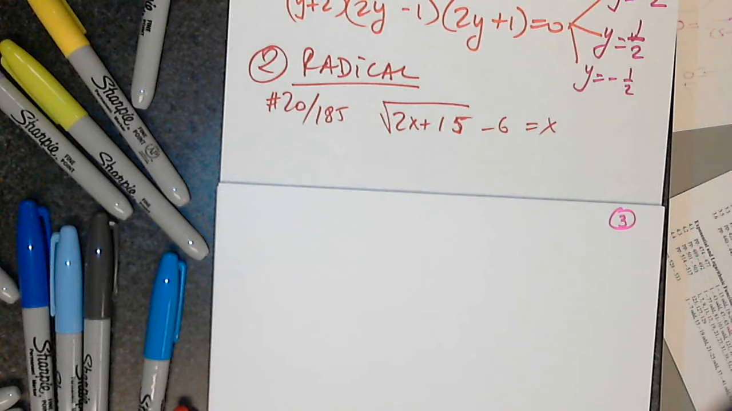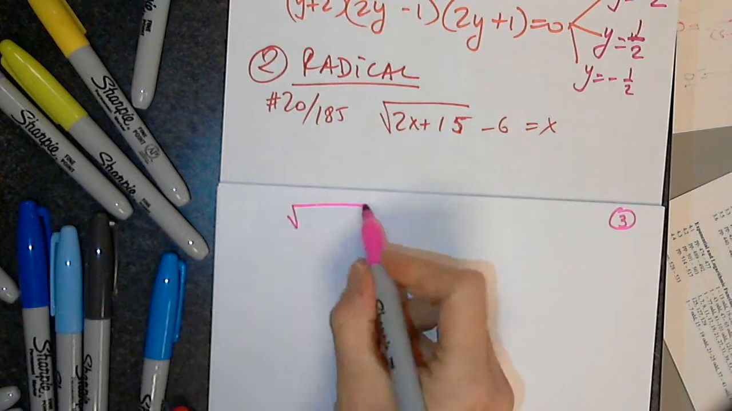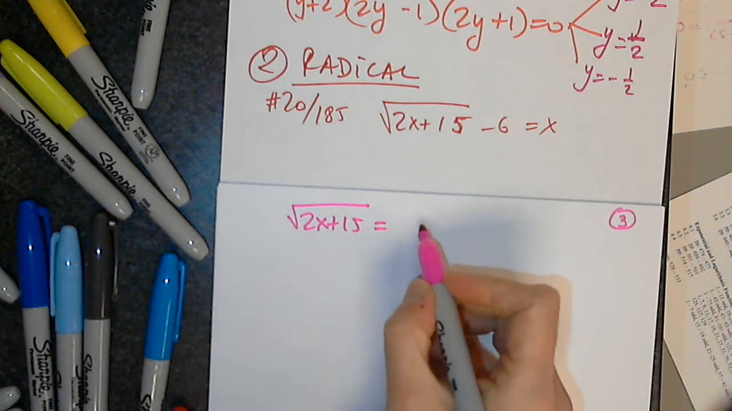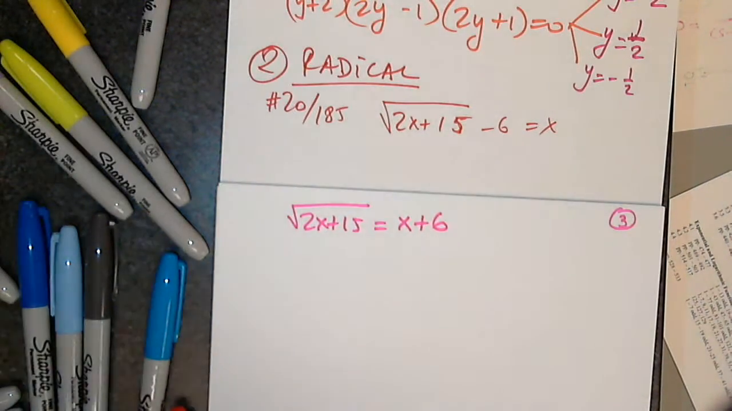Add 6 to x. Of course, I have to clean it up. Remember, factor simplify, factor simplify. It's always the case. Indeed, the square root of 2x plus 15 equals x plus 6. Perfect. What do we do next?